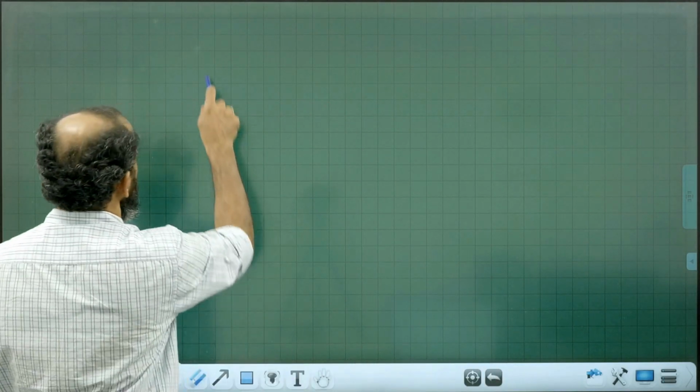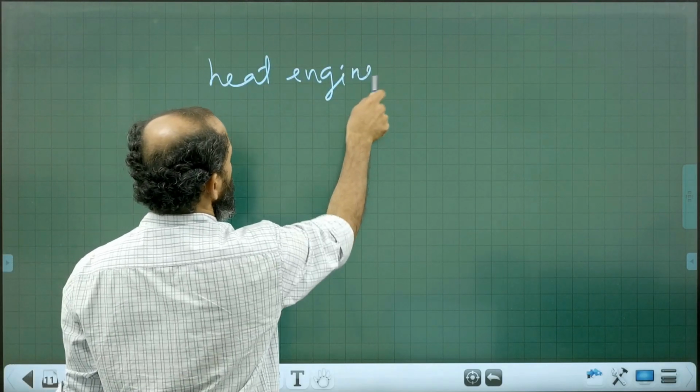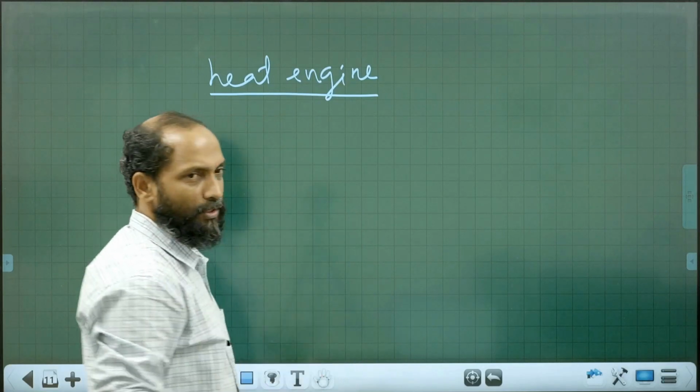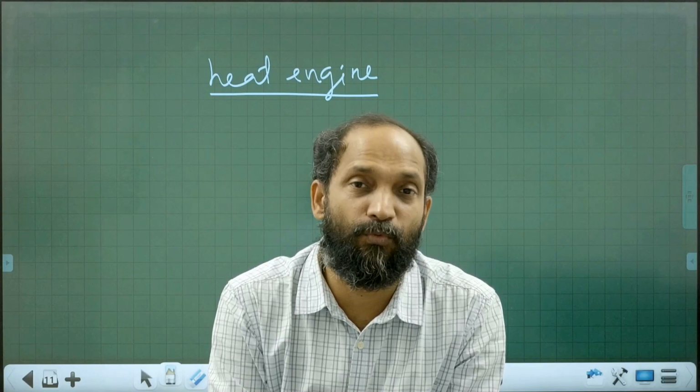Now we'll be moving to heat engines and Carnot engines. We have discussed different thermodynamic processes. Now, heat engine and Carnot engine. A heat engine is a device used for converting heat into mechanical work. Heat is the input and work is the output.